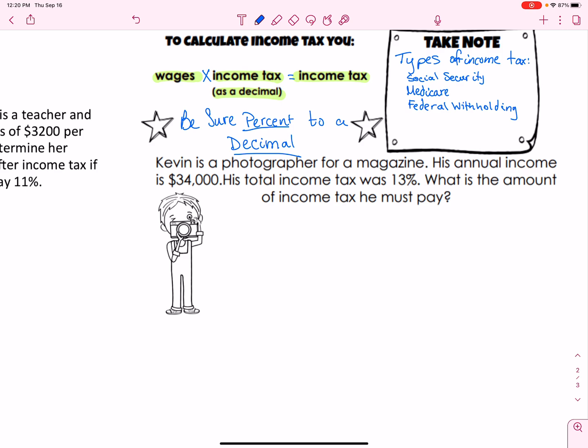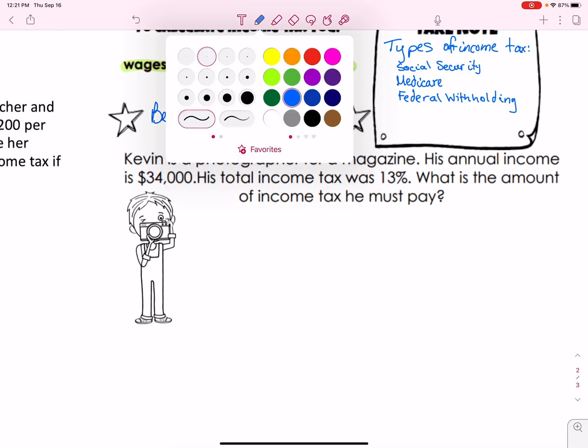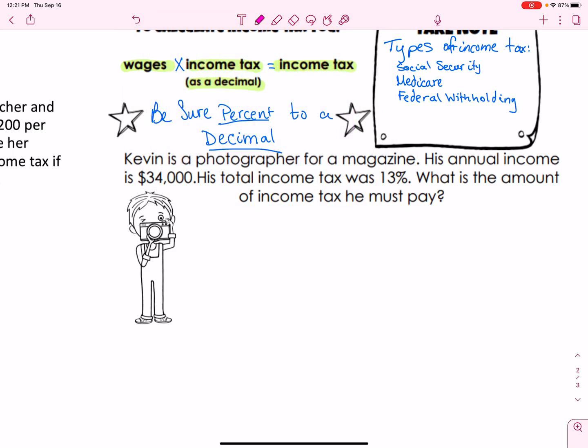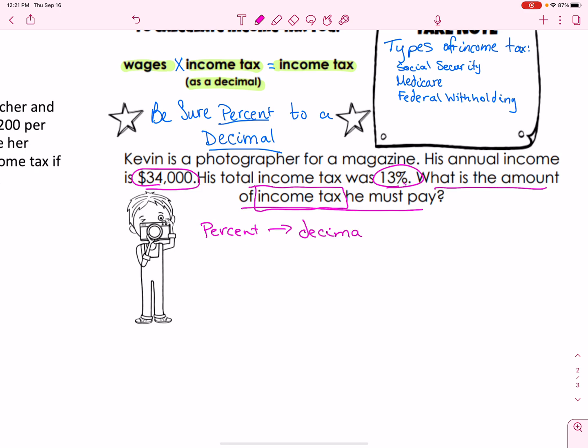So let's look at this example down here. Kevin is a photographer for a magazine. His annual income is $34,000, and his total income tax was 13%. What is the amount of income tax he must pay? Income tax is our key word that's going to tell us that we need to take this percent, turn it into a decimal, and then multiply.